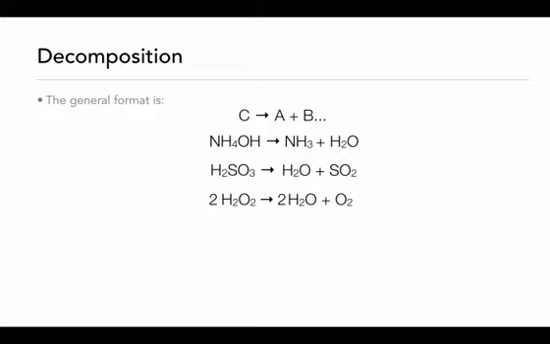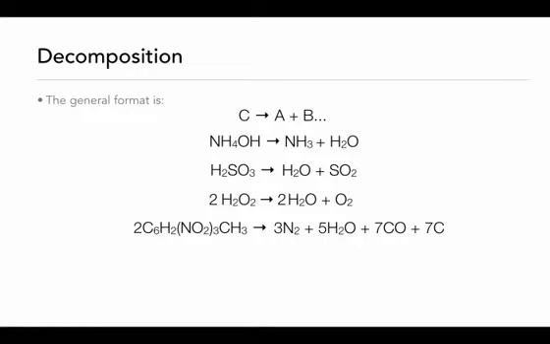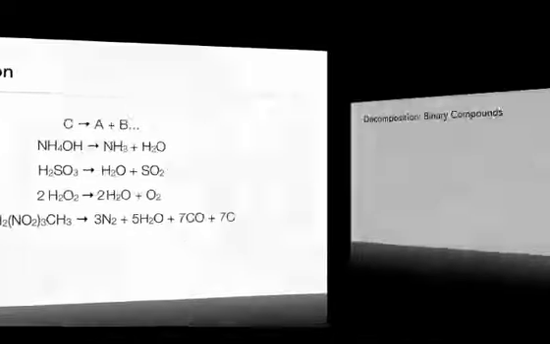And when you balance the equation, you would need two hydrogen peroxides to balance that reaction to produce two waters and an oxygen gas. In a more complex decomposition reaction, we have dynamite, TNT, and two molecules of that will decompose into 3 molecules of nitrogen, 5 molecules of water, 7 molecules of carbon monoxide, and 7 atoms of carbon. This is one of the reasons why dynamite, or trinitrotoluene, is such an explosive, because it produces all of these gases from those two solid molecules.